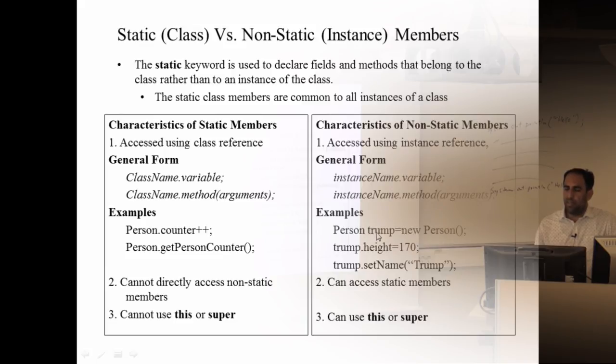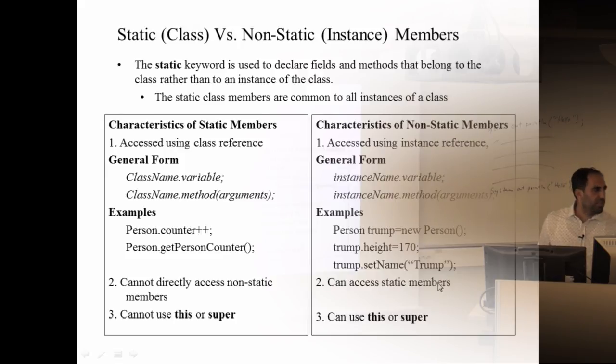So first we need to create an instance using Person trump is equal to new Person, for example, and then we can use that instance to access those non-static variables. And other than that, a special thing about static members is that a static method can only access the other static members. It doesn't have direct access to the non-static method, so you cannot invoke a non-static method from a static method. But on the other hand, a non-static method will have access to both static and non-static members.